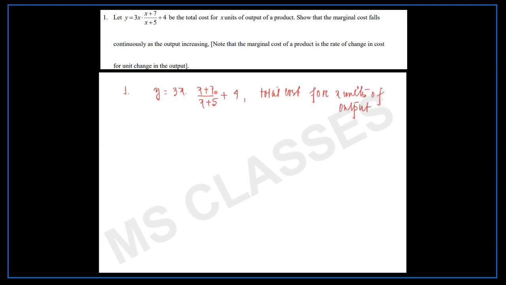Now, according to the question, we have to show that marginal cost falls continuously as the output is increasing. Now, how to get marginal cost?